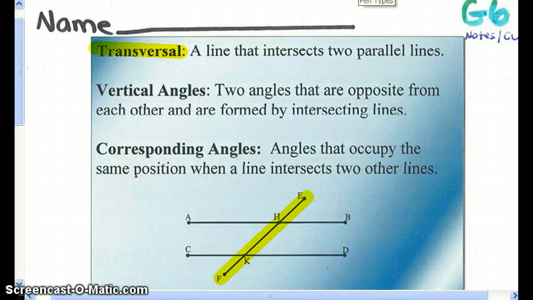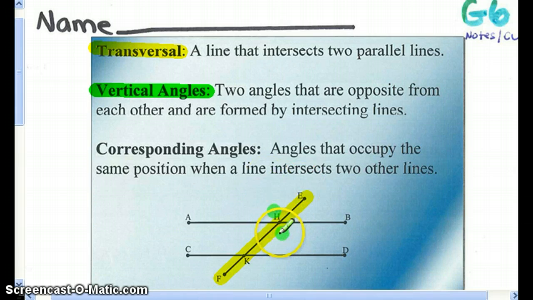Now we're going to talk about vertical angles. In a different color, I want you to highlight the term vertical angles. Vertical angles are two angles that are opposite from each other and are formed by intersecting lines. So with your highlighter, I want you to highlight one example of a pair of vertical angles in the same color. So here we have an example of two vertical angles.